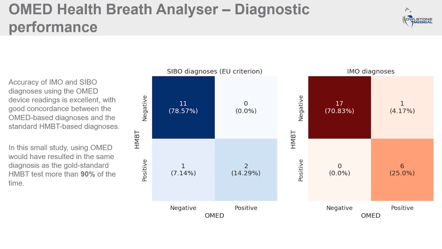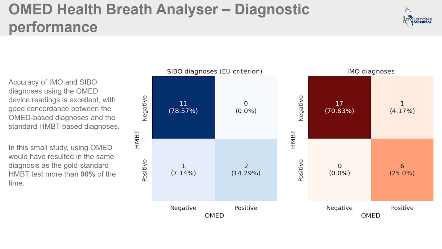The diagnostic criterion for SIBO in the EU is the presence of any hydrogen reading higher than 10 parts per million over baseline within 60 minutes of the ingestion of the substrate. The IMO diagnostic criterion is the presence of any methane reading above 10 parts per million at any point during the test. The aim of the study was to compare the diagnosis that would be made based on applying SIBO and IMO diagnostic criteria to the results on the HMBT samples and the OMED readings.